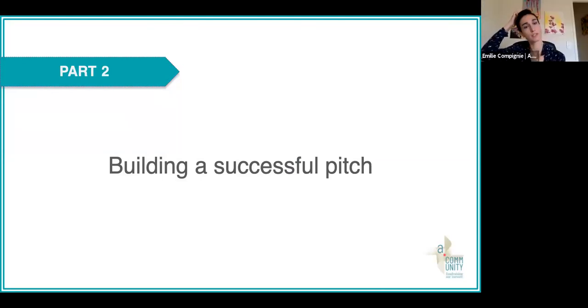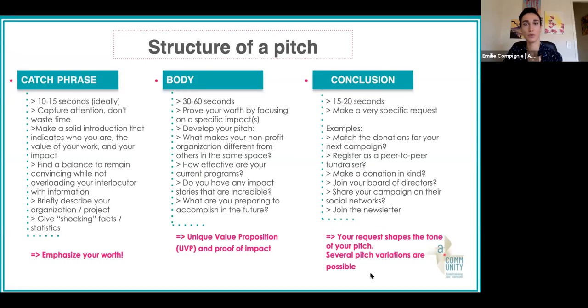Okay, so let's move to the second part now, which is how to build a successful pitch. We'll give you a little bit of theory so that you can have at least the structure of a pitch. Then we'll take a few minutes so that you can think about one of the three parts at least, so that we can share some ideas. The pitch is very, very short. It's something that you'll have to do in about 1 minute 30 seconds, 2 minutes maximum. So it's really about what you are saying to make an impact, to create curiosity in the people you're talking to, and be convincing.